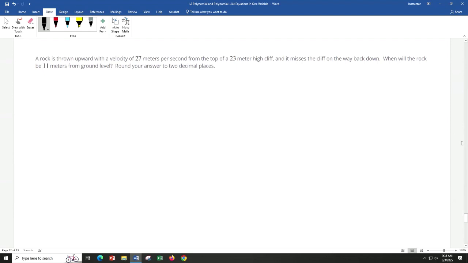A rock is thrown upward with a velocity of 27 meters per second from the top of a 23-meter high cliff, and it misses the cliff on the way back down. When will the rock be 11 meters from the ground level? Round your answer to 2 decimal places.